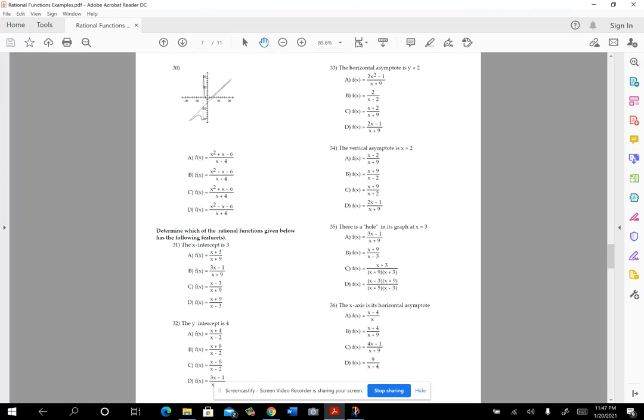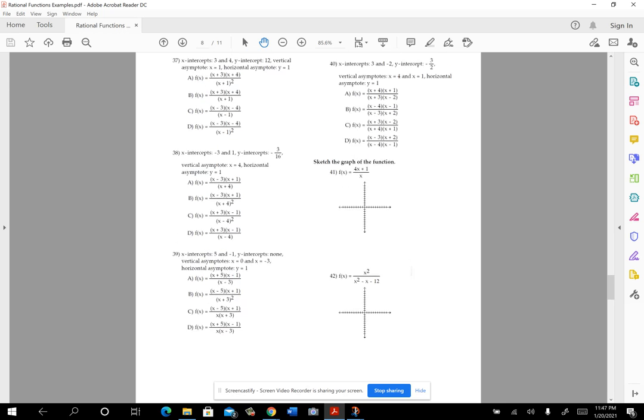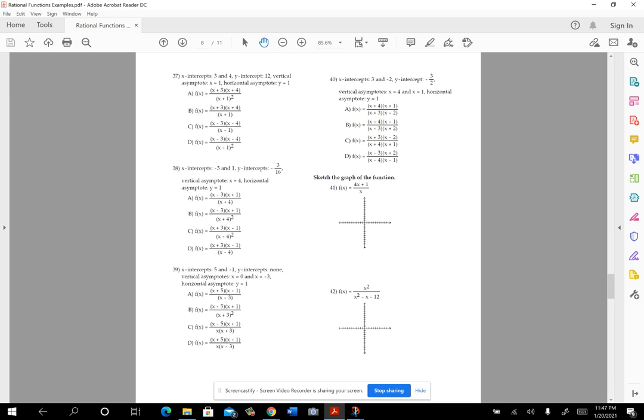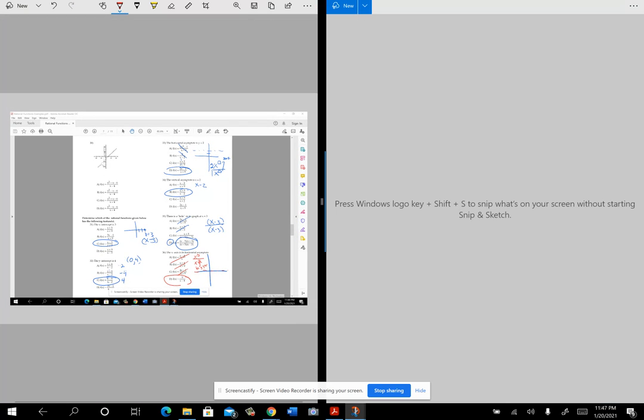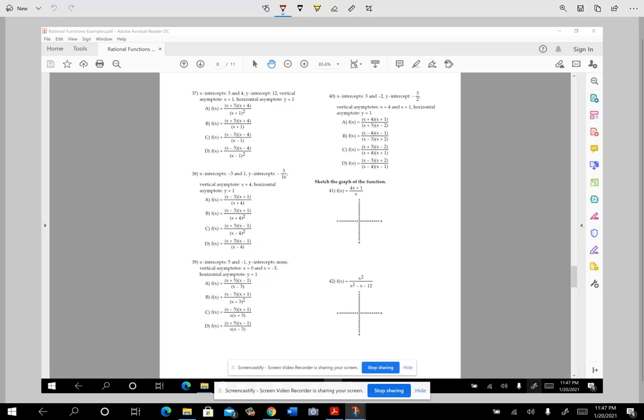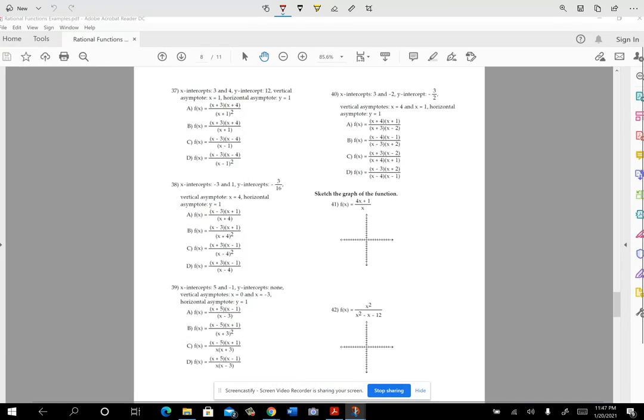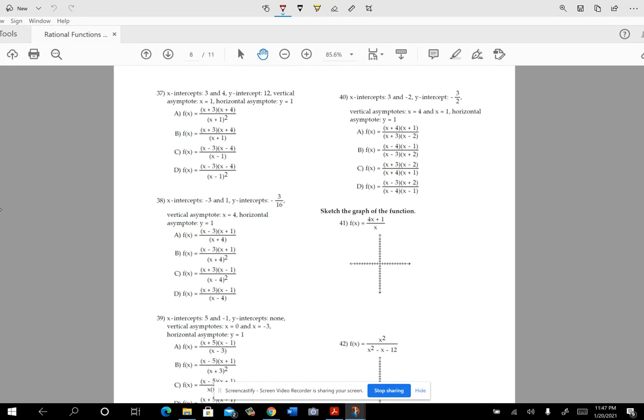Let me go back to the worksheet. All right. Snip this one. All right. So this is kind of fun. I like these. X-intercepts 3 and 4. So you'd have x minus 3 and x minus 4 in the numerator on top. Okay.